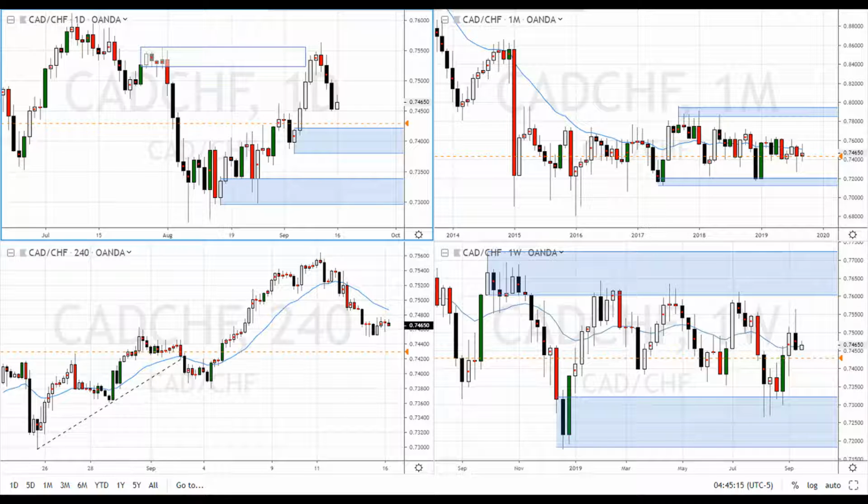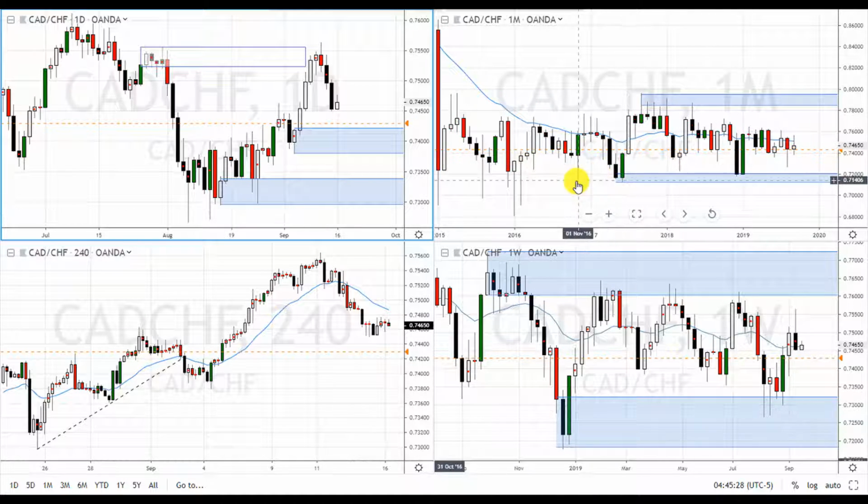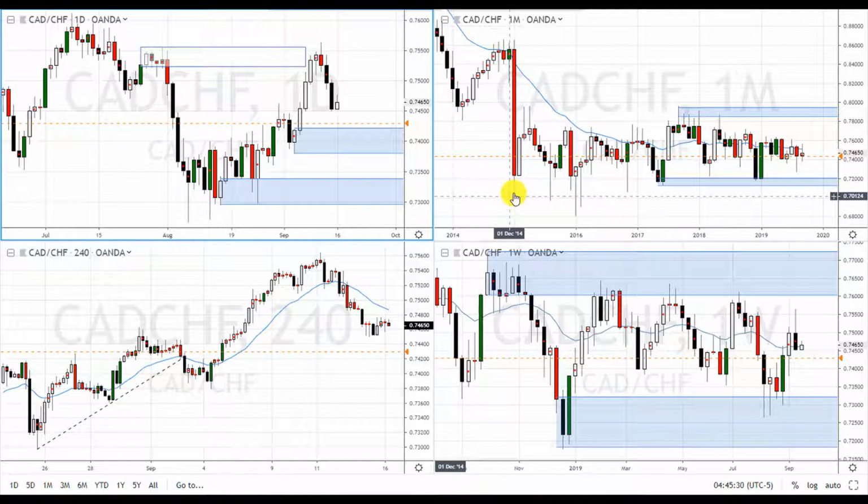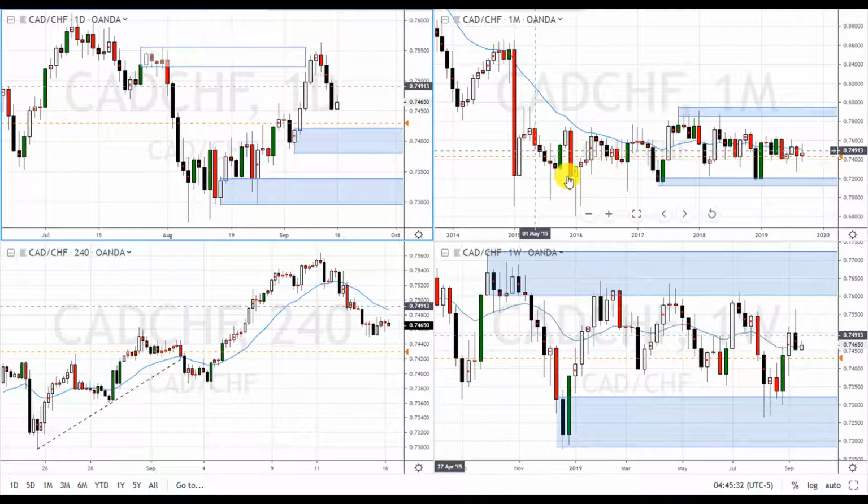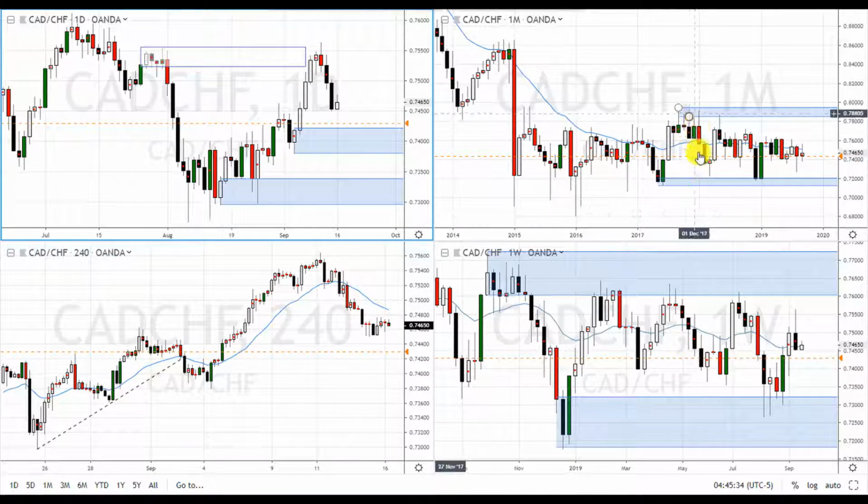Today we're going to take a look at some charts and see where we can identify supply and demand order flow and trade it for income. On the Canadian Swiss franc Forex pair on the monthly, you can see that price made a big drop and then now it's just ranging between these two zones.